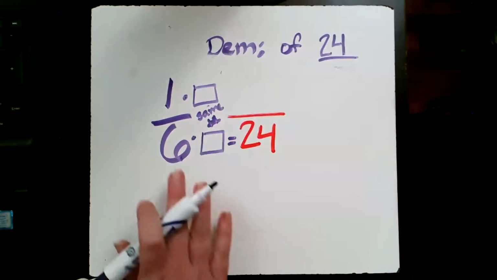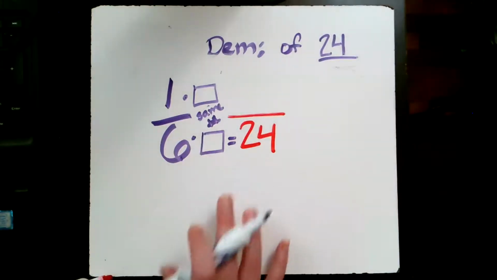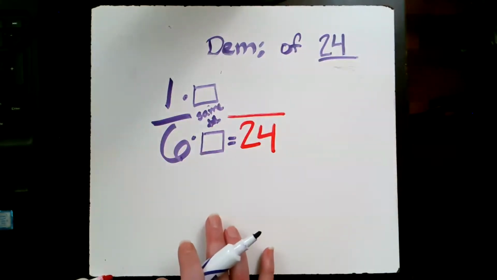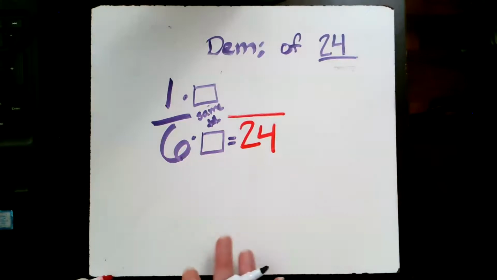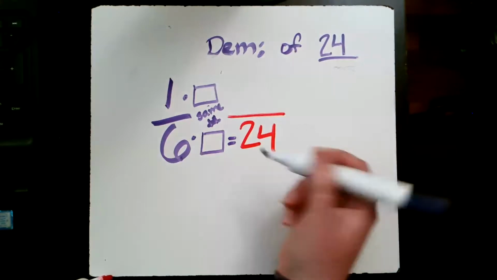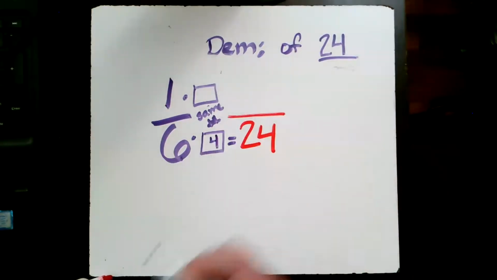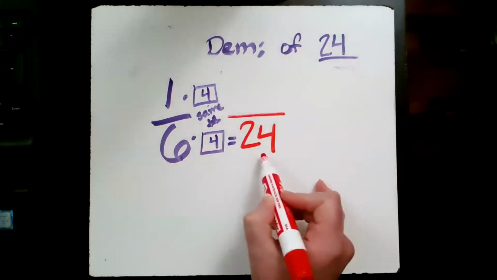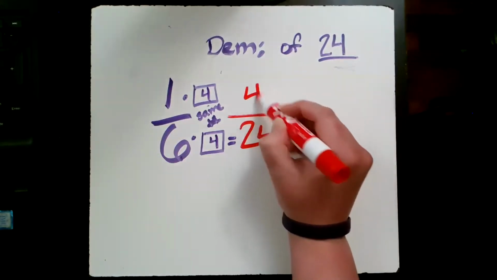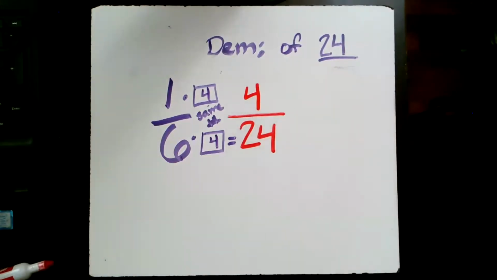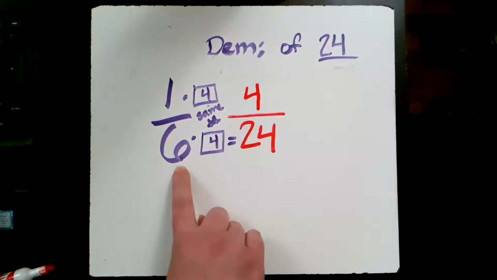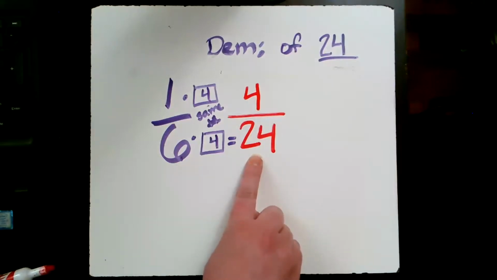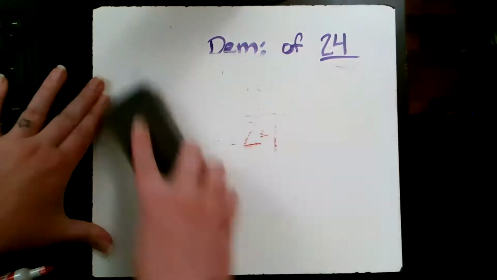All right. 6 times what is 24? Take a second, think about it. I got 6 times 4. So I'm going to do the top as well. That means with a denominator of 24, my numerator is 4. It's kind of like finding an equivalent fraction, if you will. We have to figure out what times this will give us that. Well, there you go, my friends.